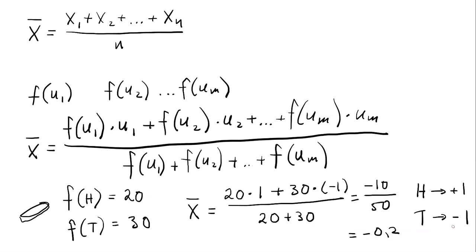So in this case, the average is -0.2. You see that the average is a little bit closer to -1 than +1. Of course, since we have gotten more tails than heads, this must be the case. So the middle of this data set, the middle of having 20 ones and 30 -1s, is at -0.2. Okay, so that's an example of using this way of writing the formula.